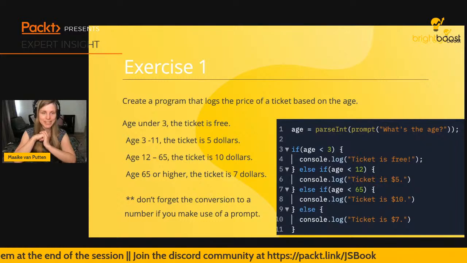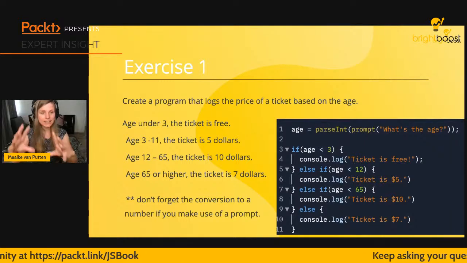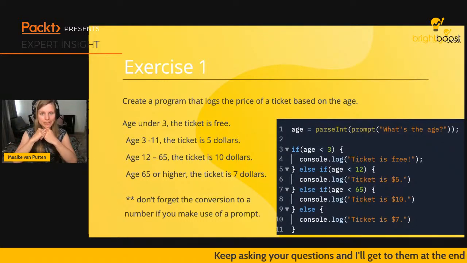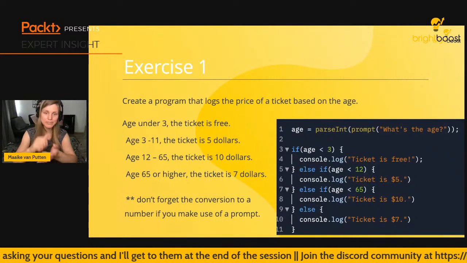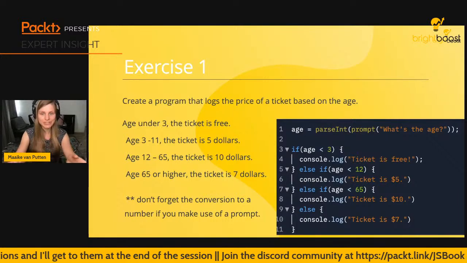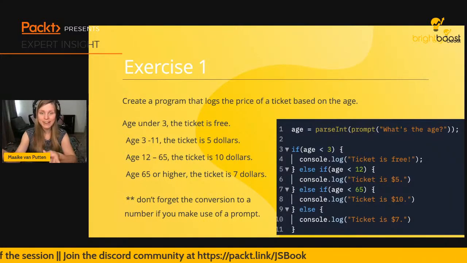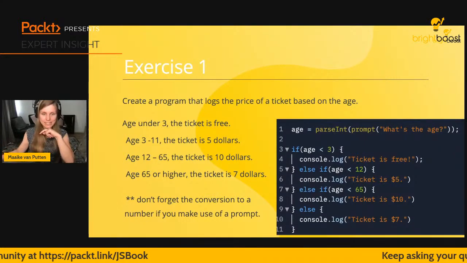We'll start with checking for the age under 3. If that's the case, we'll log ticket is free. If that was not applicable, it's going to see whether the age is smaller than 12. And if that's the case, it's going to log ticket is $5. Then it's going to do something similar for 65. And finally, in all other cases, which is pretty much only possible for anything 65 or higher, the ticket is going to be $7. So that was the first exercise.